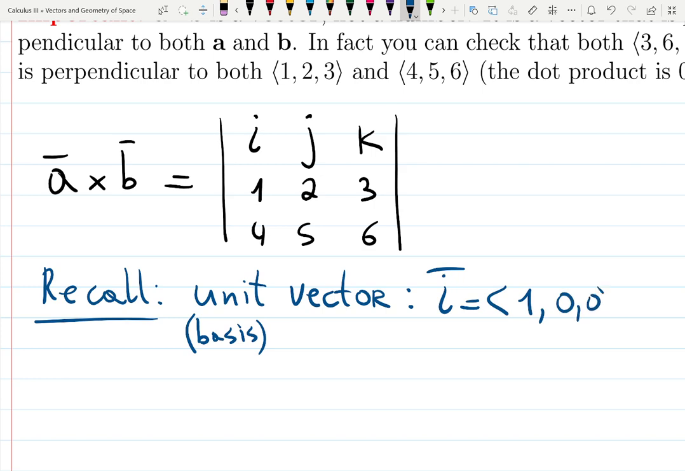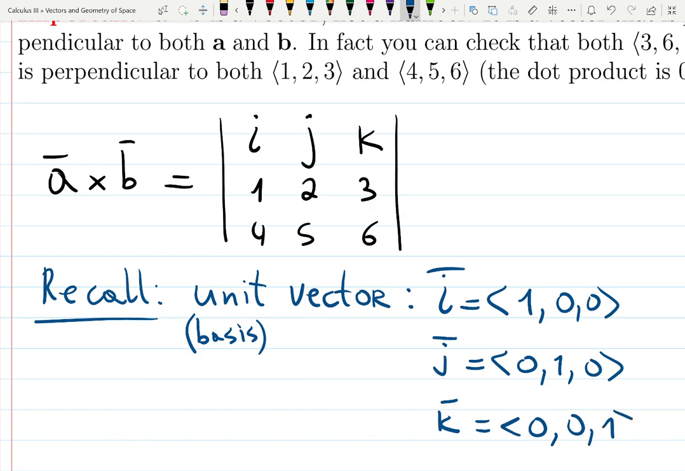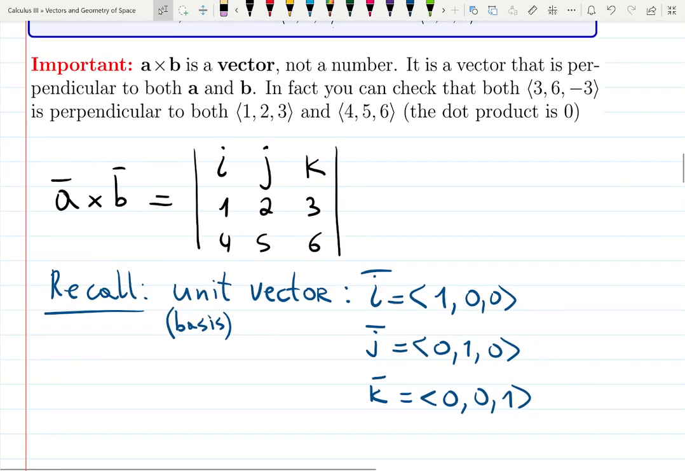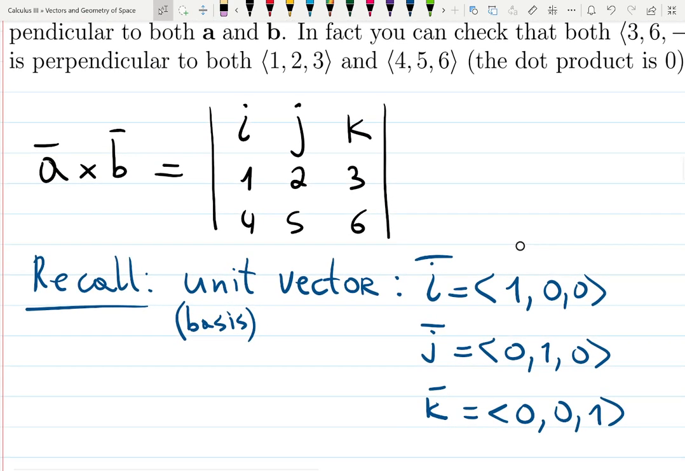What is I? 1, 0, 0. So 1 at the x-axis, but 0 everywhere else. What is J? 0, 1, 0. Good job. And K? 0, 0, 1. Excellent. So you need to know this. This is very important. This is like x, y, and z. I, J, and K indicate each coordinate for the corresponding axis, x, y, or z. So length, depth, or height.